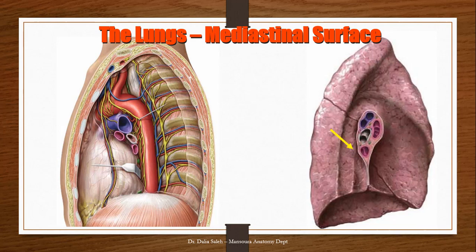Behind the lung we will have the impression for the descending thoracic aorta. Between it and the pulmonary ligament will lie the impression of the esophagus.